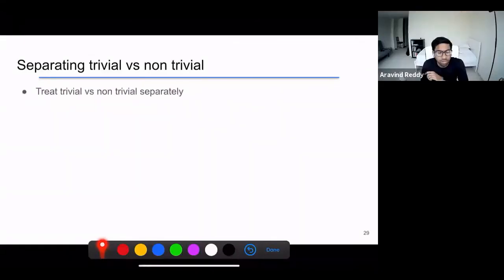I have a question. Yes. What do you mean by a trivial min cut? Is it just one vertex and everything else? Yes, exactly.